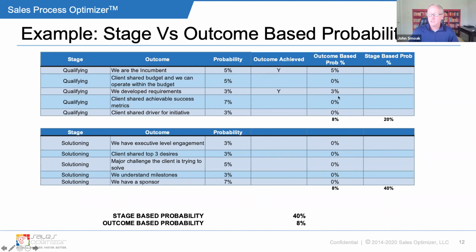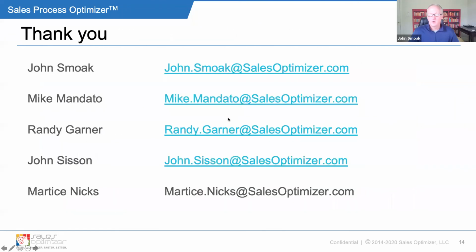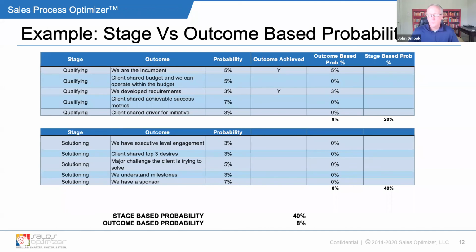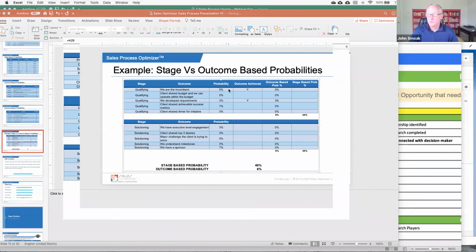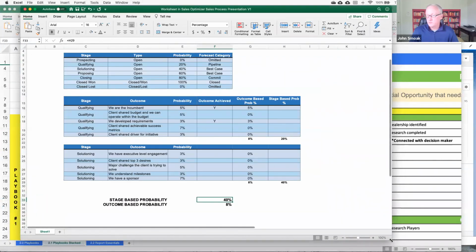However, if I look at where I am on an outcome basis, in this instance, I am the incumbent and we develop the requirements, but that's all. So from an outcome standpoint, actual achievements, I'm only showing myself at an 8% probability. Let me show you how. I want to open this up and just kind of do a scenario with you. So hopefully you can see this okay.